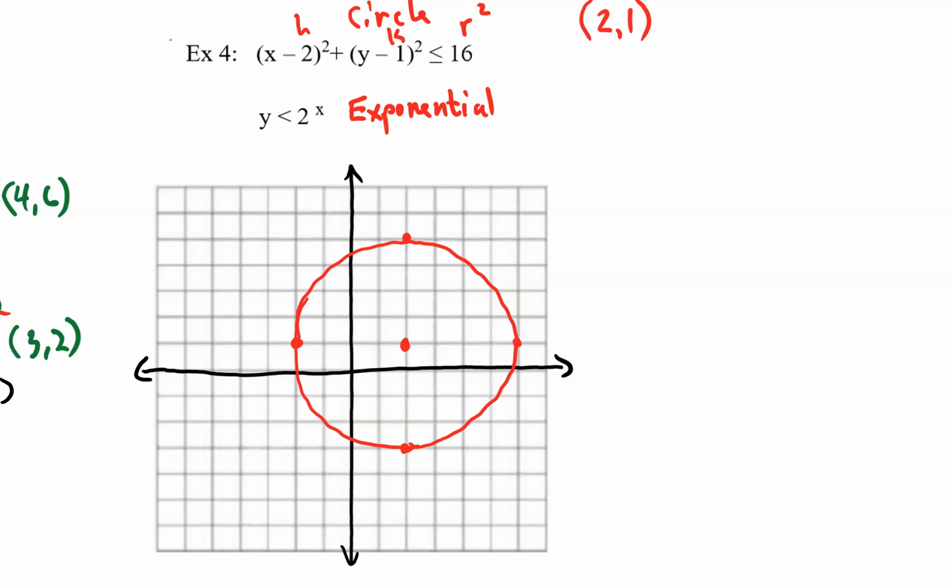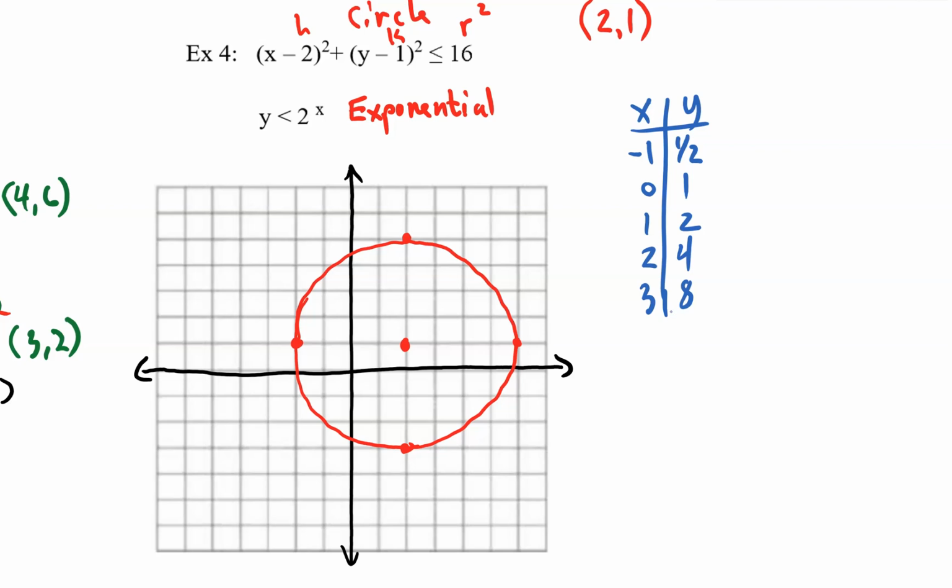Now I'm going to go to the next one, the exponential. Easiest way, just get yourself a table, especially if it's simple like this. If you were to plug in, let's say -1, you'd get a half. And if you put in 0, 2 to the 0 is 1. If you put in a 1, you get a 2. Put in a 2, you get a 4. If you were to put in a 3, you'd get an 8.